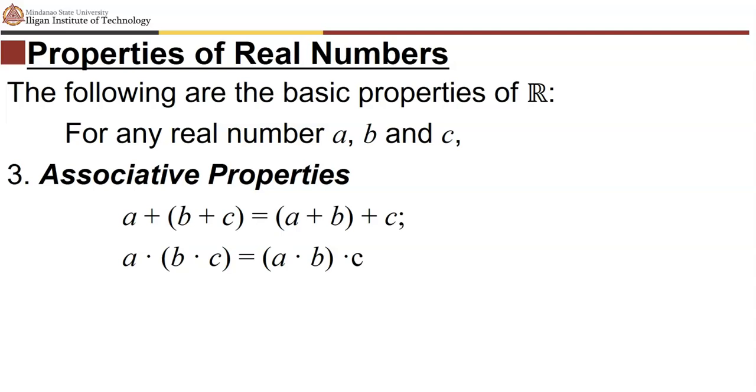Another property would be your associative property. That is, you can add a with b plus c, or we can add a plus b first and then c, and that would be equal. On the associative property of multiplication, that means when you multiply b with c first and multiply it with a, it's the same as associating a and b. That means you multiply a and b first, then multiply with c.